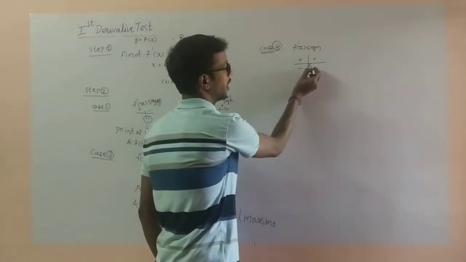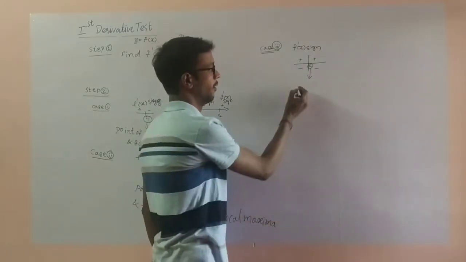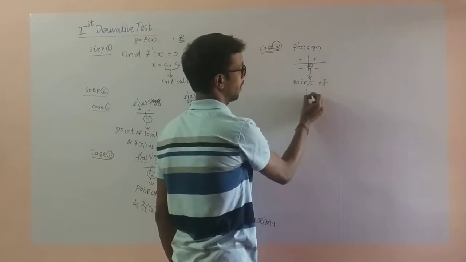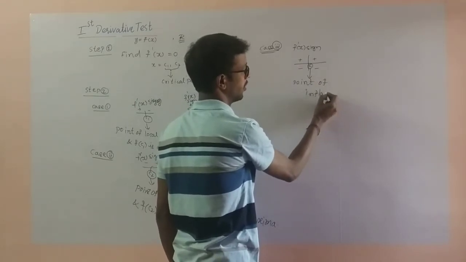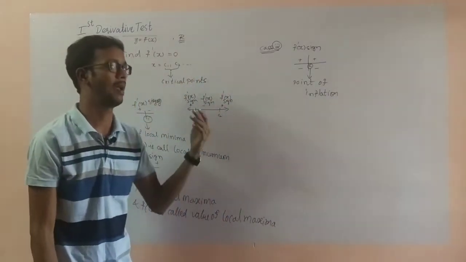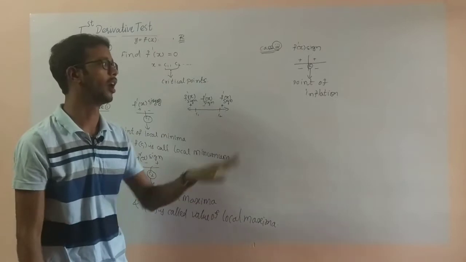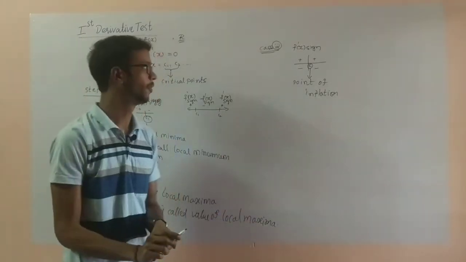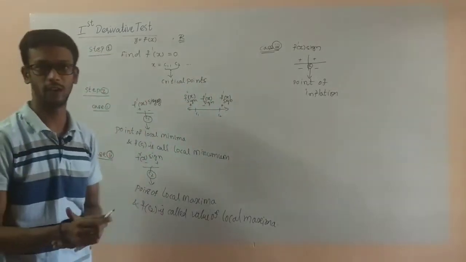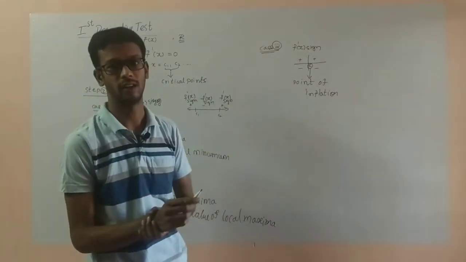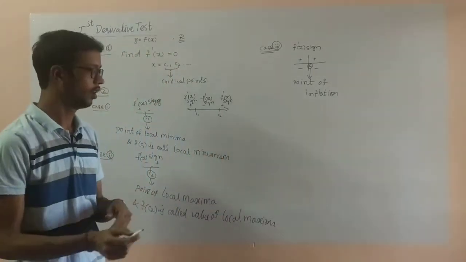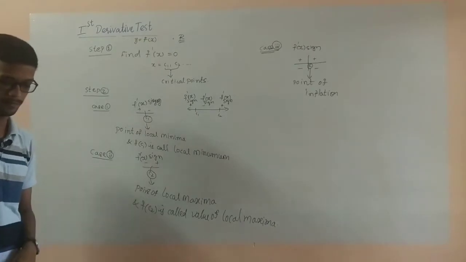That type of critical point, c, is called a point of inflection. Neither maxima nor minima. Point of inflection. So this is the first derivative test. The second derivative test is also there. We'll see the second derivative test, and after that you can solve problems. Pause the video to note it down.